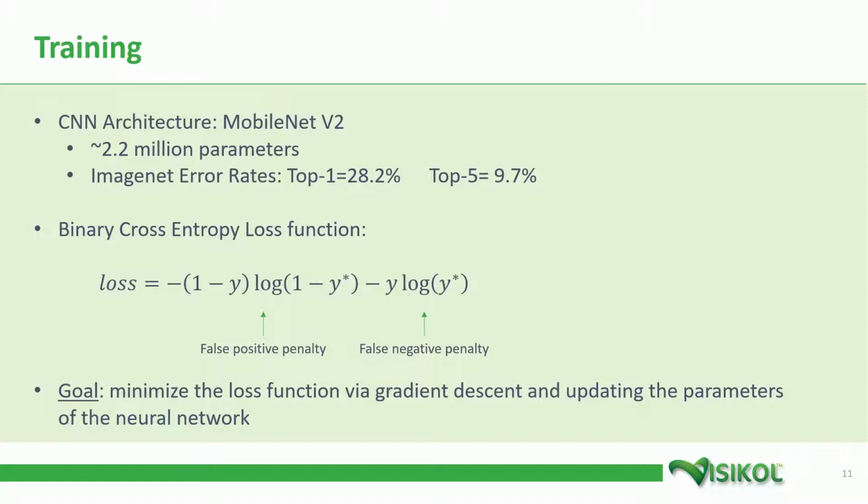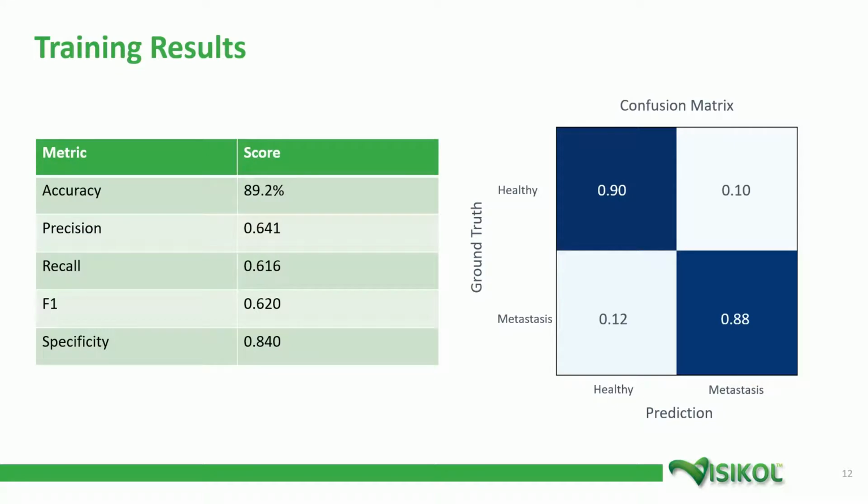There's a component to penalize false positives and a component to penalize false negatives. During training, we seek to minimize the value of this loss function by continuously updating the parameters of our network using gradient descent over a large number of iterations. After training our neural network for over 30,000 iterations and monitoring the loss function of training data and validation data, we test our trained model on the test data.